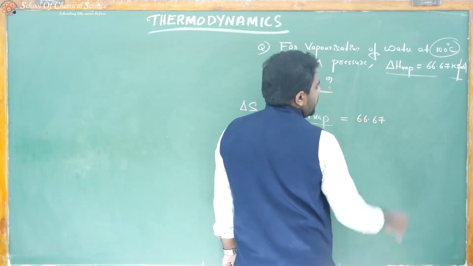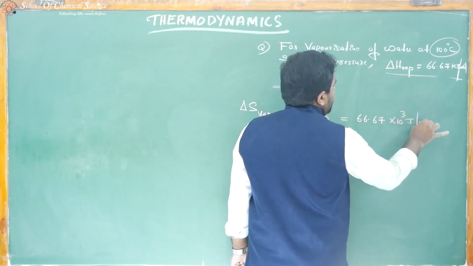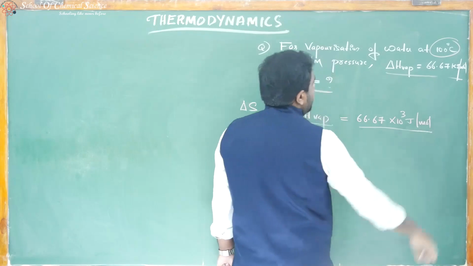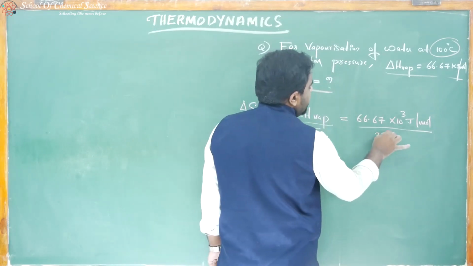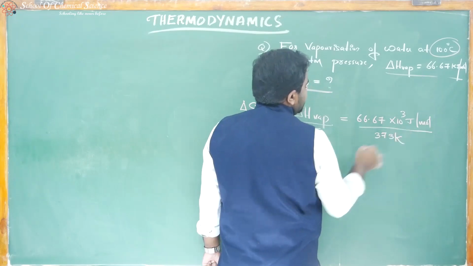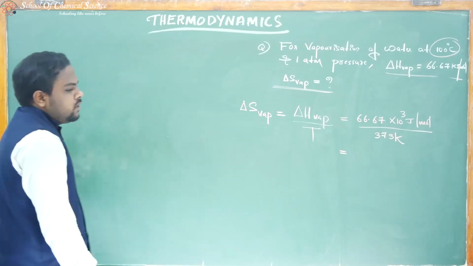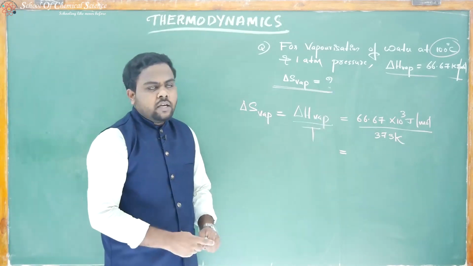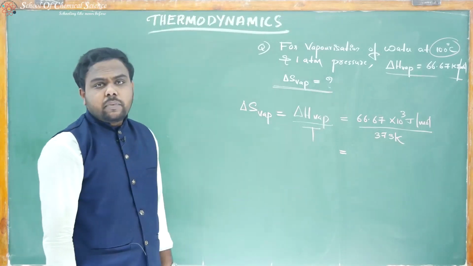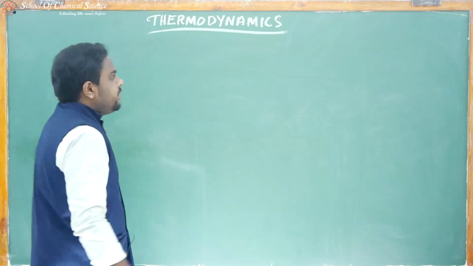Change in enthalpy of vaporization is given as 66.67 kilojoule per mole, converting into joule, times 10 raised to 3 joule per mole, divided by temperature, 100 degrees Celsius, converted into Kelvin, 373 Kelvin. On solving this, you will get the answer. Simple question. This type of question you can also expect in the part B section. Okay, next one.